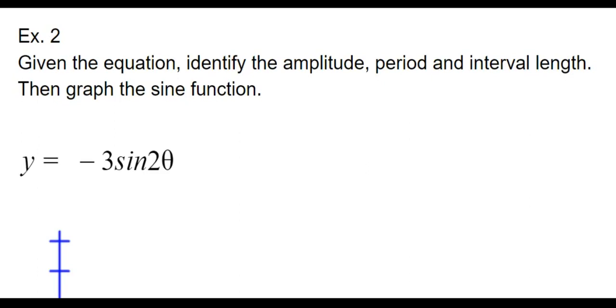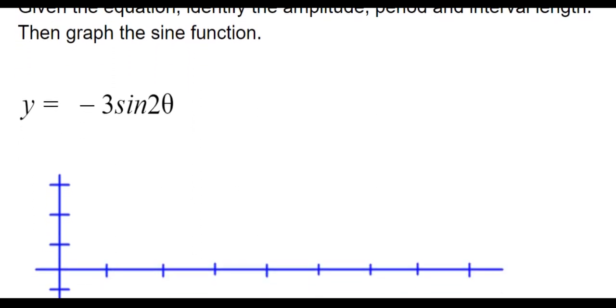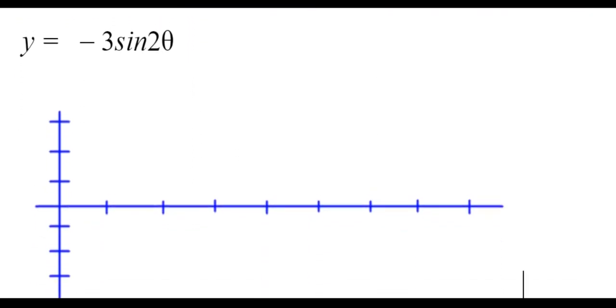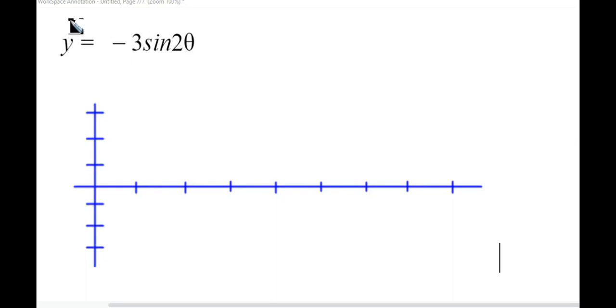Now in example 2, we're asked, given the equation, to identify the amplitude and the period and the interval length, and then we're going to graph this sine function. I'm going to shift my page up a little so you can see the actual graph. So if you remember, the setup for my equation was y equals A sine B theta.